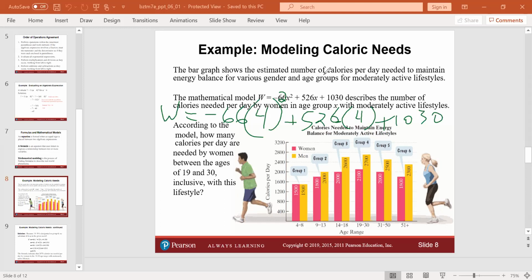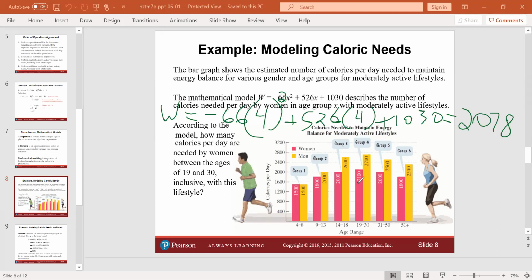Okay, let's go into the side mode. 1056. Give me 1 second. Then, if you're in group 4 and a woman, you can have about 2078 calories per day. That's about right for you. So this one just rounded up on the chart to 2,100.